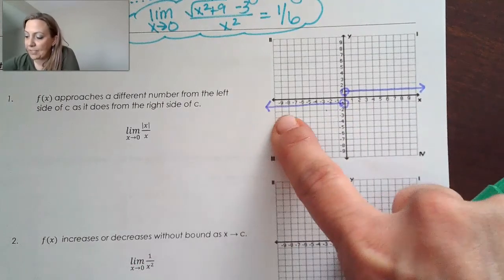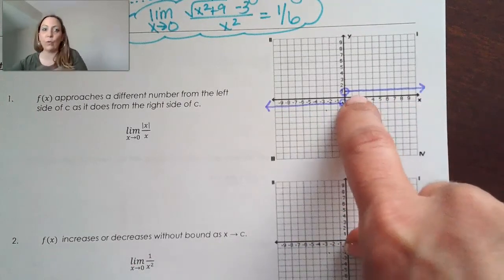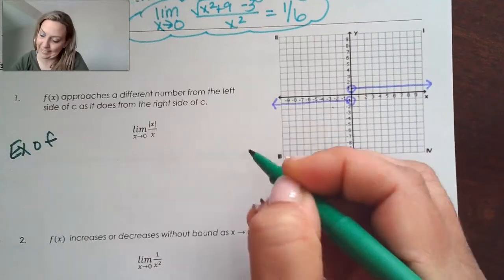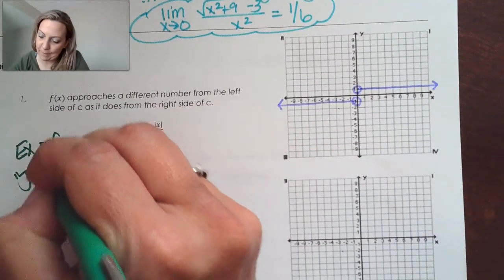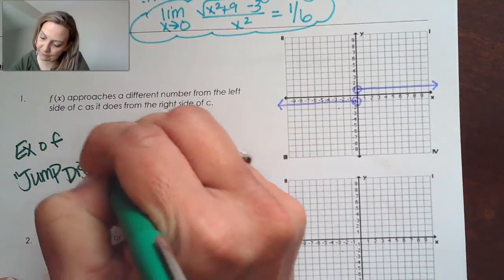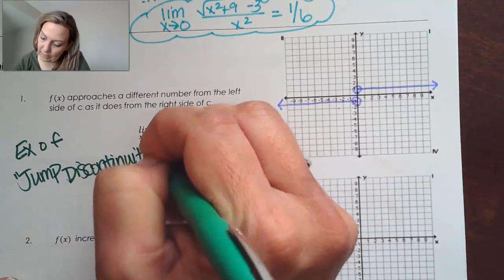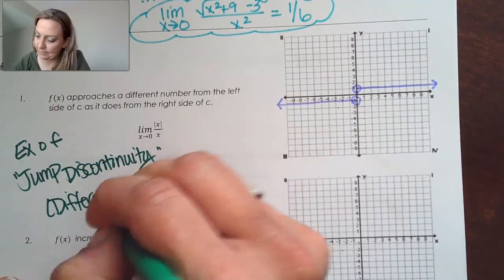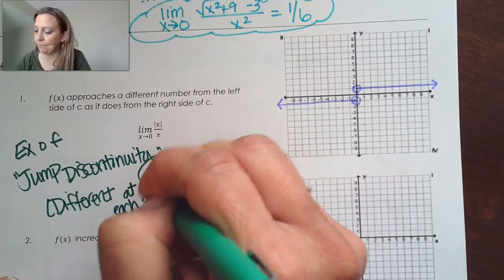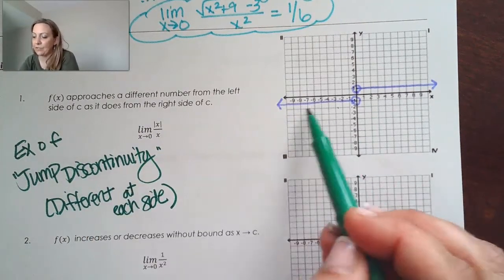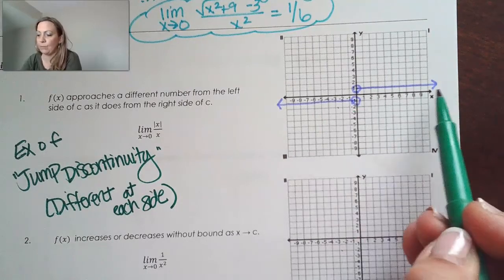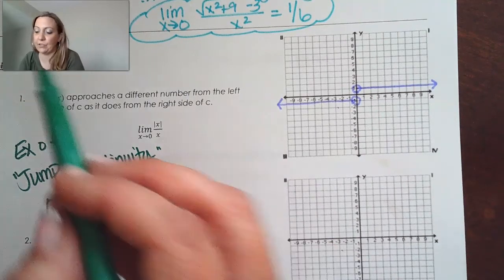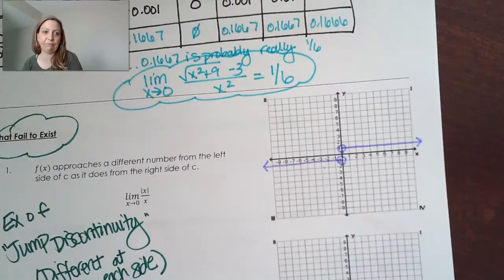Notice from the left and the right, they're going towards two totally different values. This is an example of what's called a jump discontinuity, and essentially that means that it's different at each side. As we approach 0 from the left, it was always -1. As we approached it from the right, it was always +1. It was different at each side. So again, the limit fails to exist.